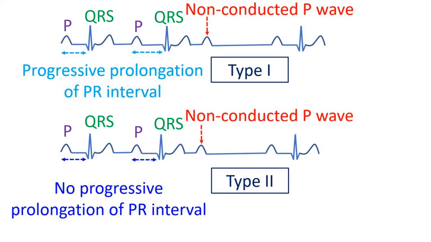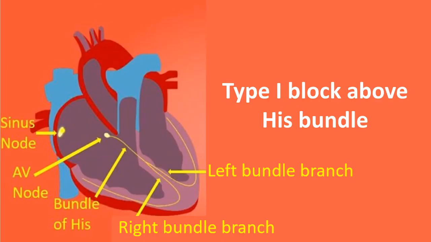It may be associated with conduction disturbances in the branches of His bundle, which take signals to the ventricles from the AV node. Usually, the disease process in Mobitz type 1 block is in the AV node above the His bundle. But in Mobitz type 2, the disease is usually below the His bundle. That is why it is associated with bundle branch block patterns on ECG.